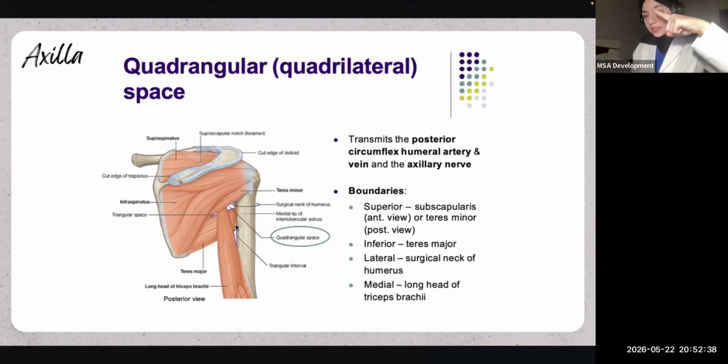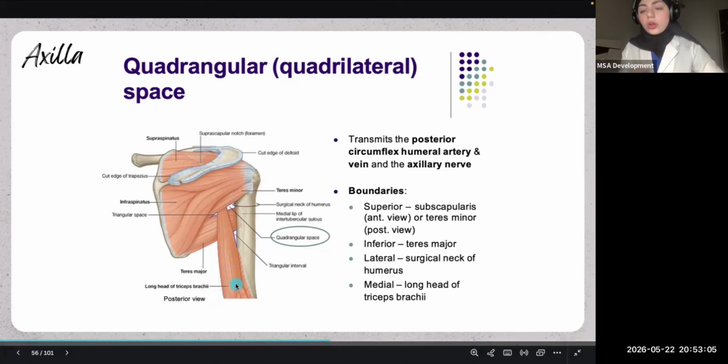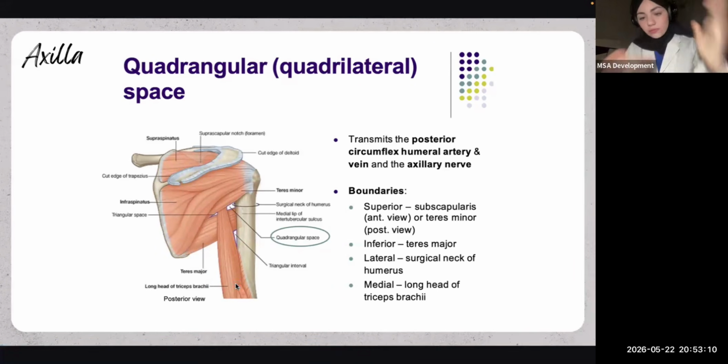I want you to remember teres minor and major. Of course, the minor is above the major. And recall how I told you that we can only see the teres major from the posterior side and not anteriorly. This is why it matters: we're going to see the quadrangular space posteriorly. So minor, major, bone, which is basically the surgical neck of the humerus, and one muscle which we have yet to take, skewing in between the teres, which is going to be the long head of the triceps. So triceps, bone, teres, very easy.